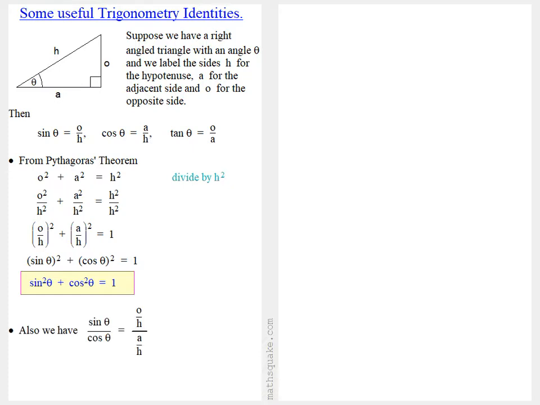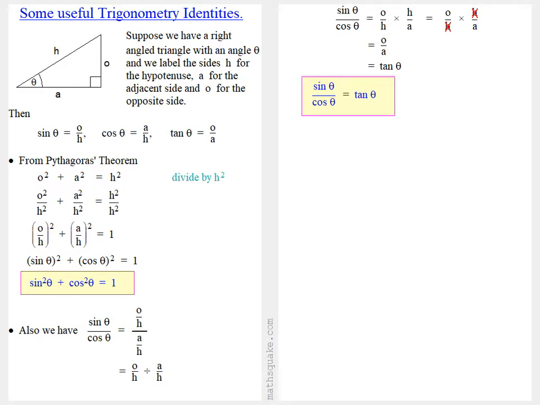Now we also have sine theta over cosine theta is o over h divided by a over h, which we can write as a division sum. O over h divided by a over h. But if we're dividing fractions, we turn the second one upside down and we multiply. So sine theta over cosine theta is o over h times h over a. And we can cancel the h's. So it's equal to o over a, which is the tangent of theta. And this gives us the result that the sine of theta over the cosine of theta is equal to the tangent of theta.